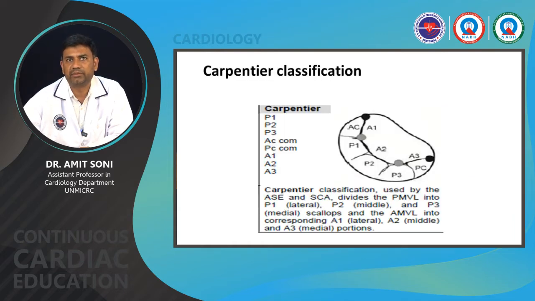There are two leaflets of the mitral valve, anterior and posterior. Carpenter divided the posterior leaflet into P1, 2, 3, and the anterior leaflet into 1, 2, 3. The Carpenter classification, used by the ASE and SCA, divides the PML into P1, the lateral most, P2, the middle, and P3, the medial scallop, and the AML into corresponding A1, the lateral, A2, the middle, and A3, the medial most portion.